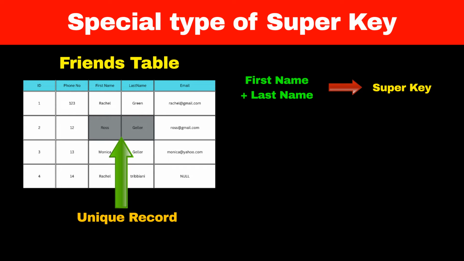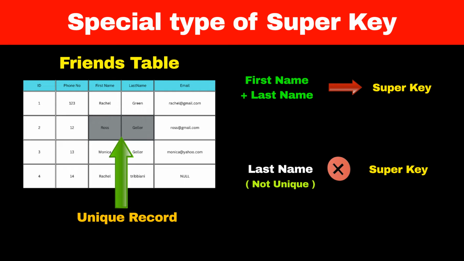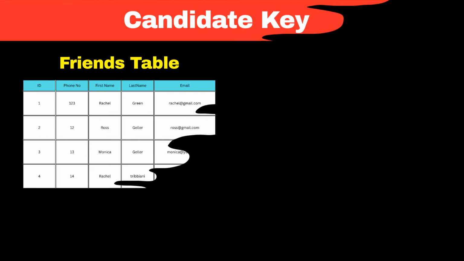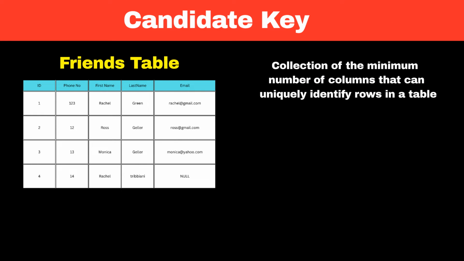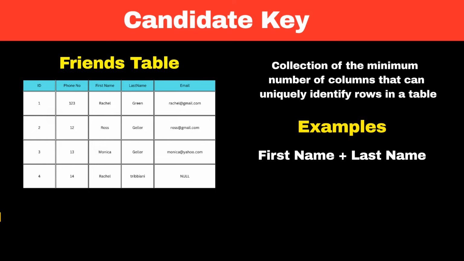But this super key is very special because if you remove one column from this combination of keys, then it won't be unique. Meaning if we remove the first name from the super key, then the only column left is last name, which is not unique. This type of super key is called a candidate key. Candidate key is a collection of the minimum number of columns that can uniquely identify a row in a table. For example, first name and last name. If you remove any column from this key, then it won't be unique. Candidate key can be a combination of one or more columns.